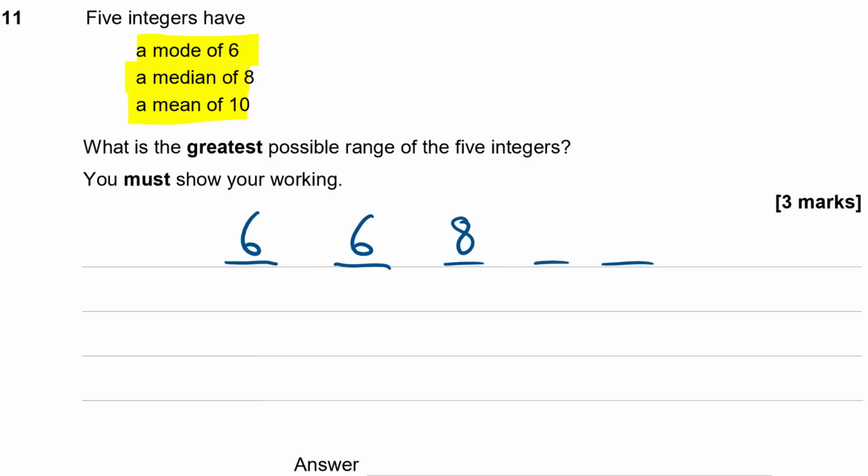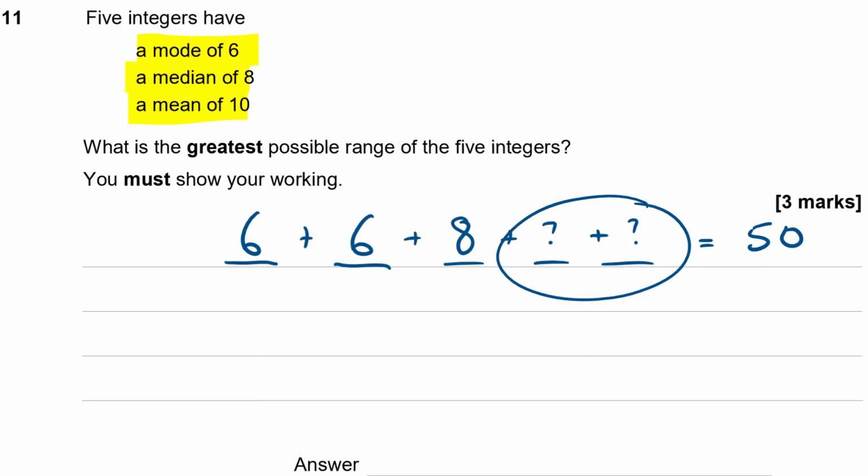Okay, so I've dealt with my mode of 6 and my median of 8. Last piece of information has a mean of 10, which means if I add them all up and divide by 5, I should get 10. So 6 plus 8 plus something, that's going to be equal to 50 then, isn't it? Okay, which means that these two numbers together has got to be the difference between 50 and 6 plus 6 plus 8, which is 20. Now, clearly they need to be bigger than 8, otherwise I'm not going to have 8 as my median.